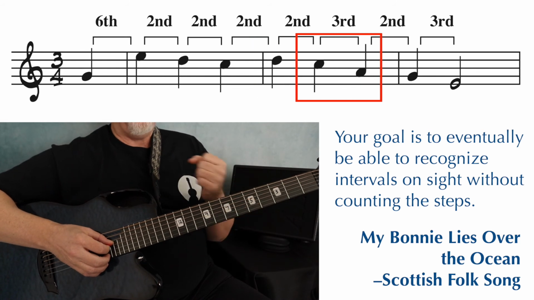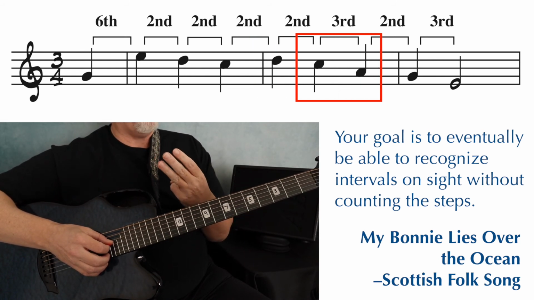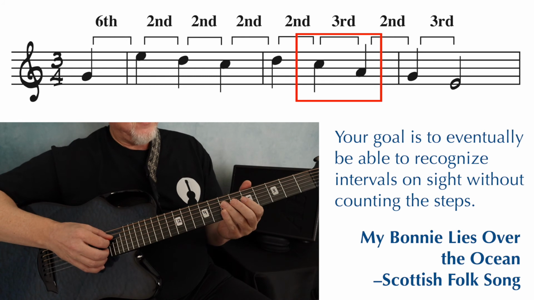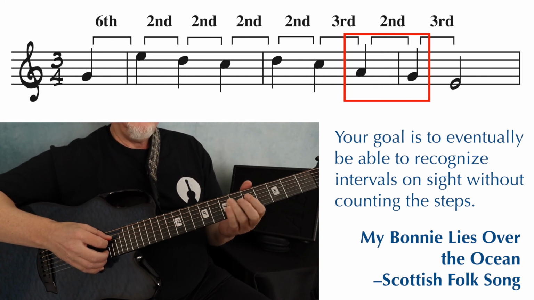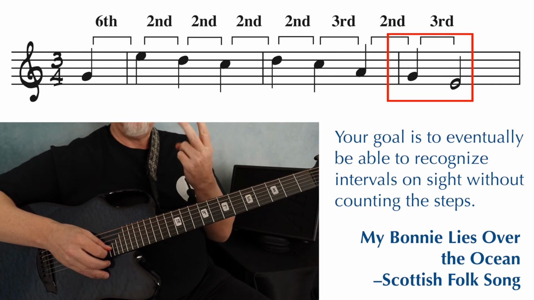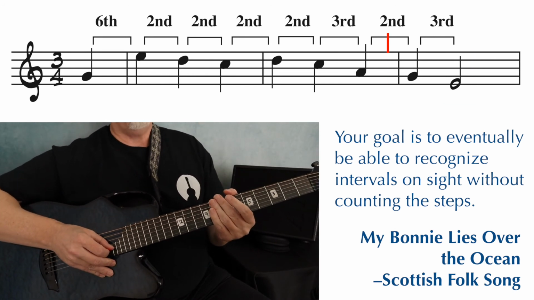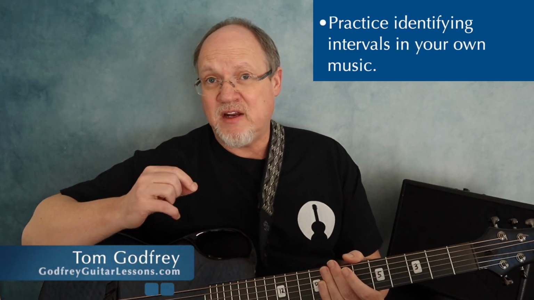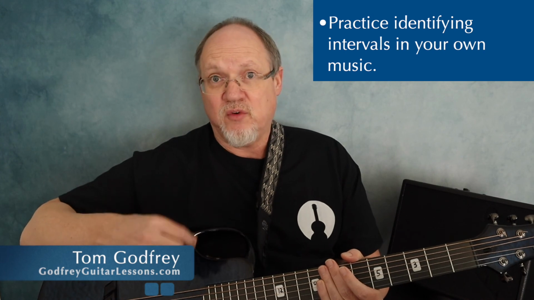C going down to A, C, B, A, that's 3 notes, so that's a third. A to G, that is a second. And then G down to E, G, F, E, 3 notes, so that's going to be a third. You'll find most melodies are made up mostly of seconds and thirds, with the wider intervals like the fourths, fifths, sixths, sevenths, and octaves being less common.